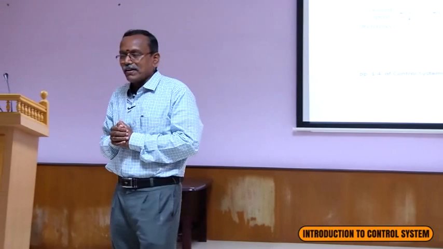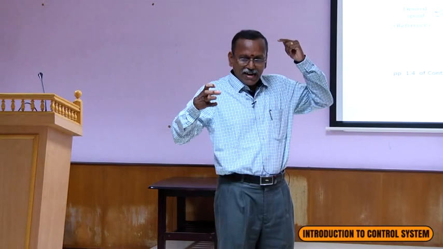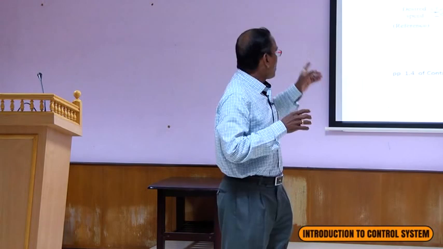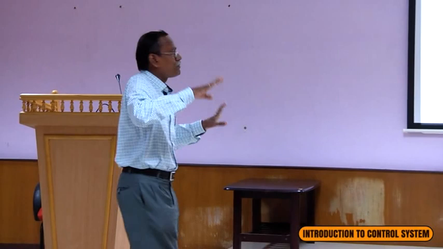What is the feedback? The actual speed is measured by the speedometer and it is compared with the desired speed, which is in my mind. The desired speed is 60 km per hour. It is compared with the actual speed, that is 55 km per hour. The error is 5 km per hour. Accordingly, the controller, that is my mind, adjusts the pressure on the accelerator so that the car speed can be maintained at 60 km per hour. There is no need to measure the disturbances.